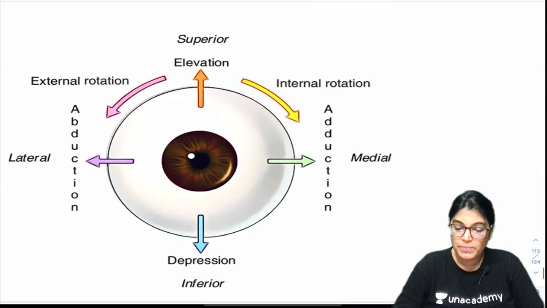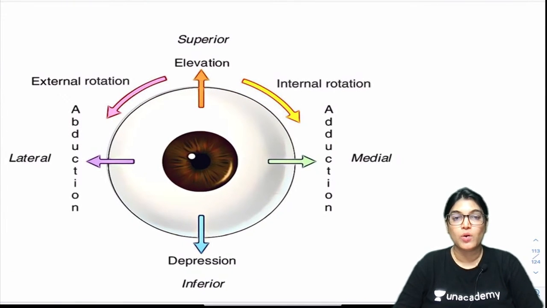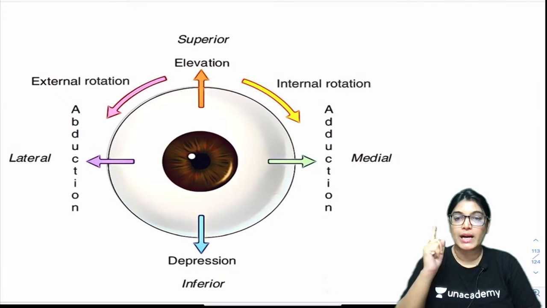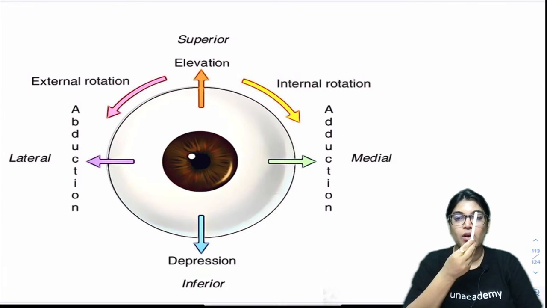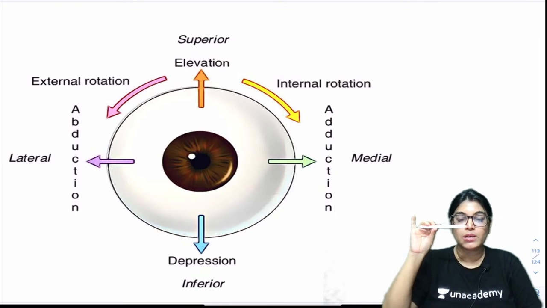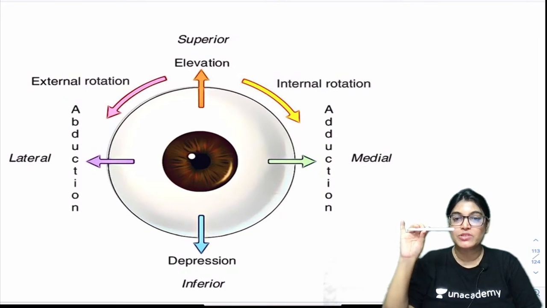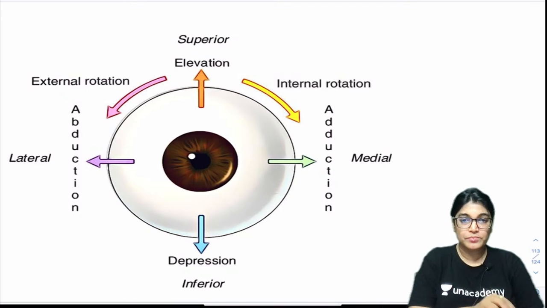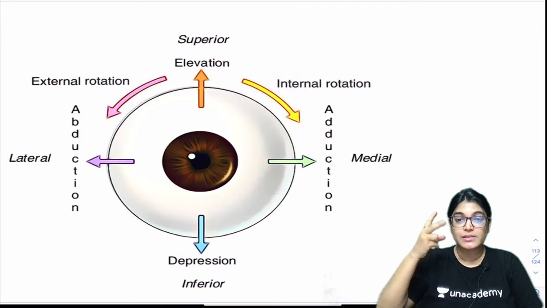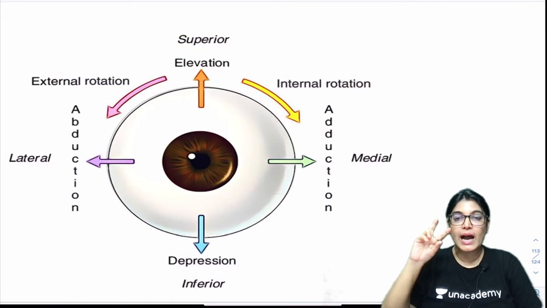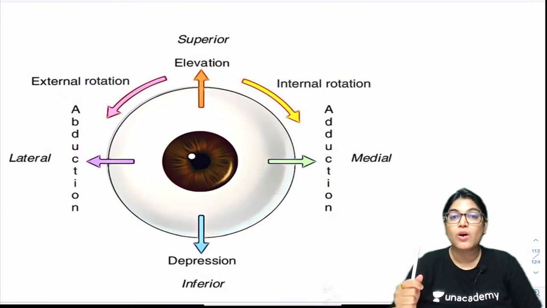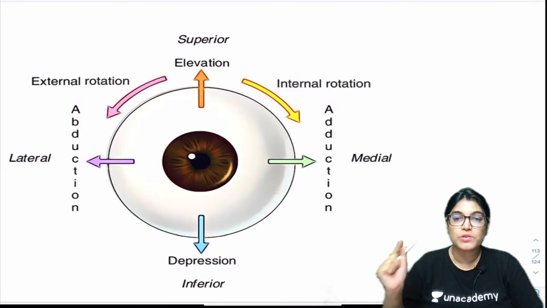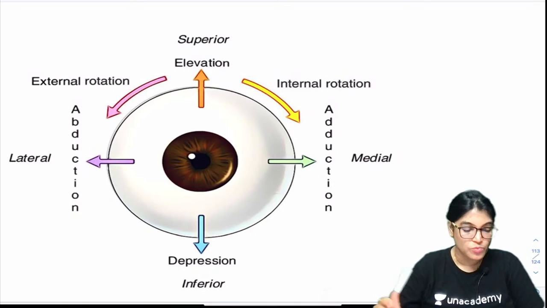Actually, these are the three planes in which different movements of the eyeball occur. When we talk about adduction and abduction, that is occurring along the vertical axis. If we talk about elevation and depression, it is along the horizontal axis. If we talk about internal and external rotation, that occurs along the AP axis, the anteroposterior axis. So three axes of movement are there.